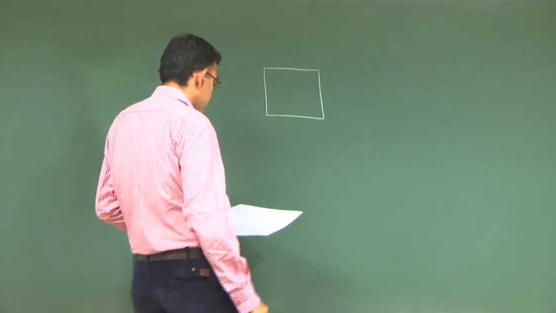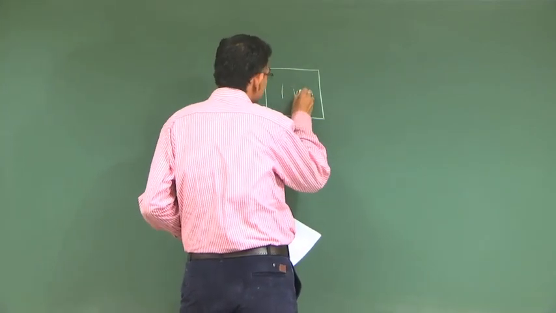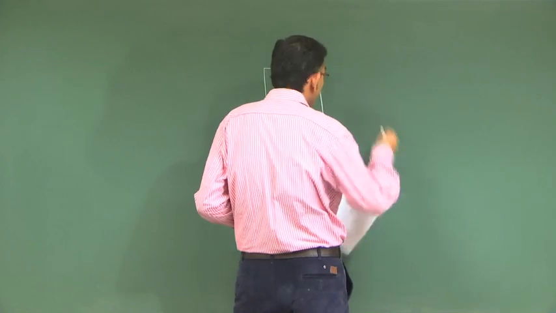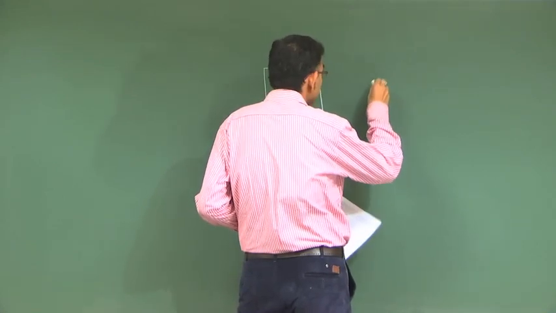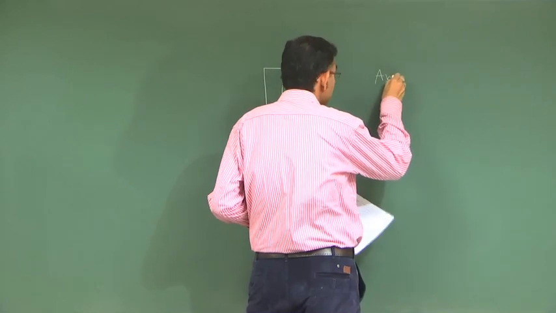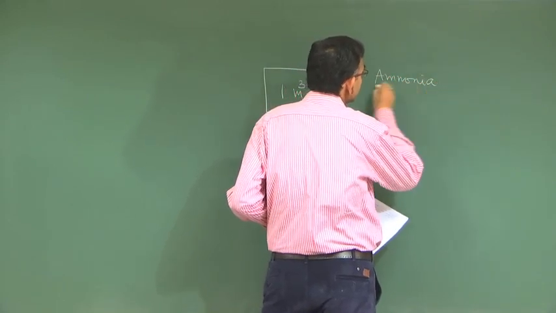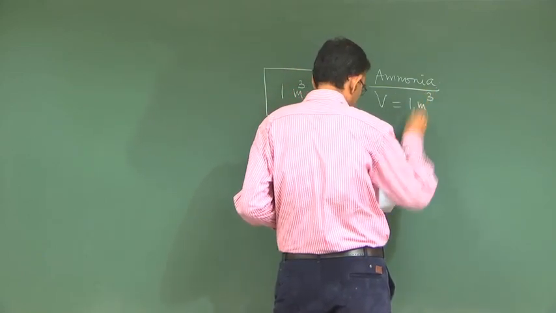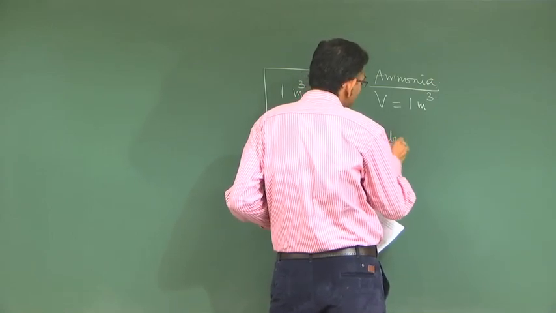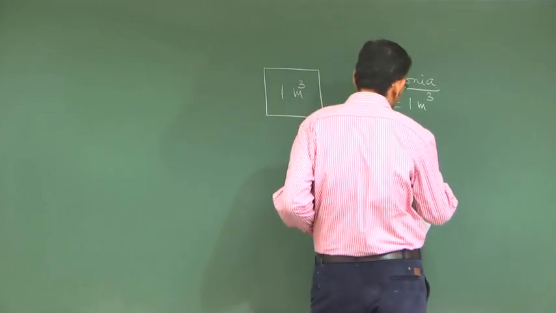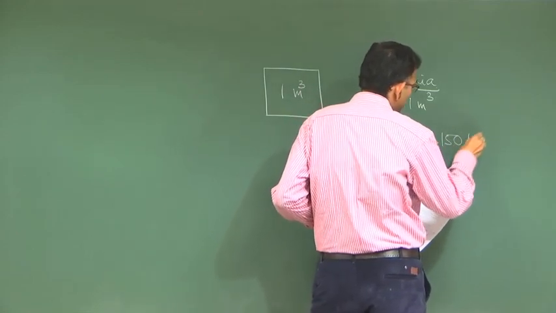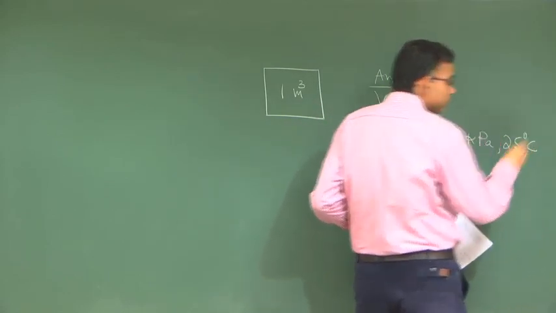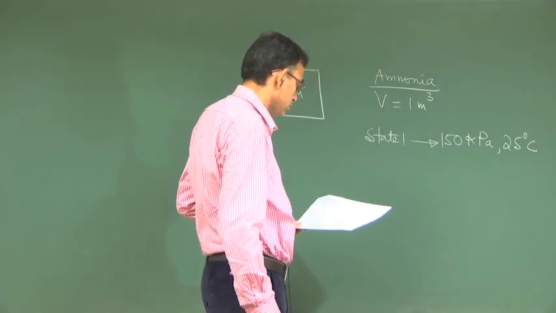So, you have a 1 meter cube tank, it contains ammonia, V is equal to 1 meter cube, state 1: 150 kPa, 25 degree centigrade.